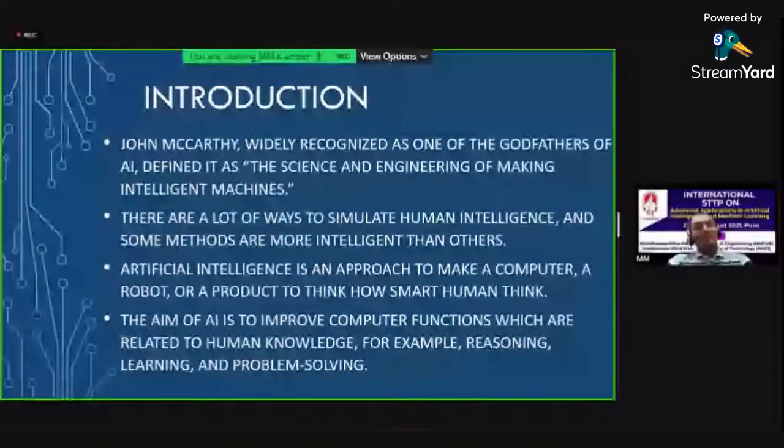So what is artificial intelligence? We can consider it broadly as an approach to make a computer, a robot, or a product that thinks the way a smart human does. The aim is to improve computer functions that are related to human knowledge, for example, reasoning, learning, and problem solving.